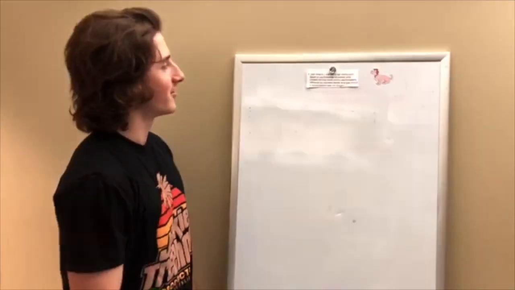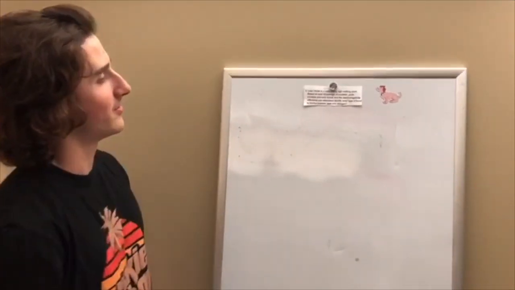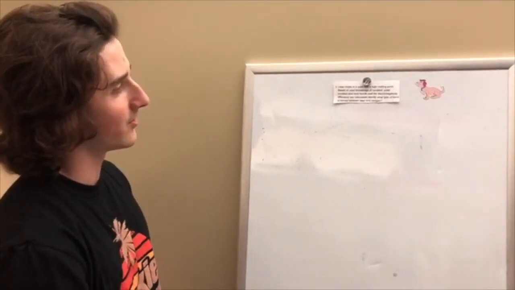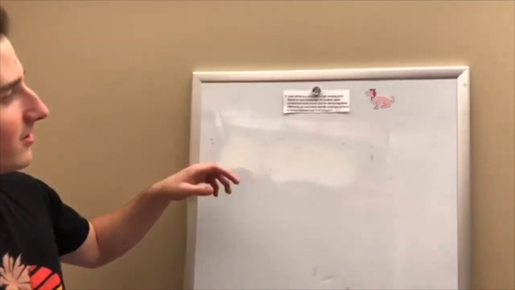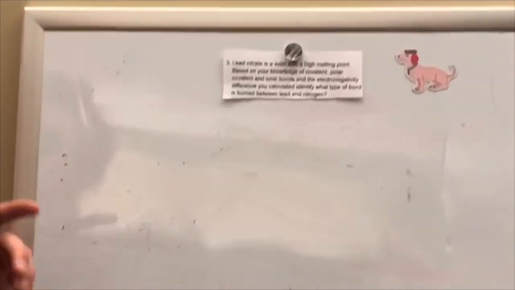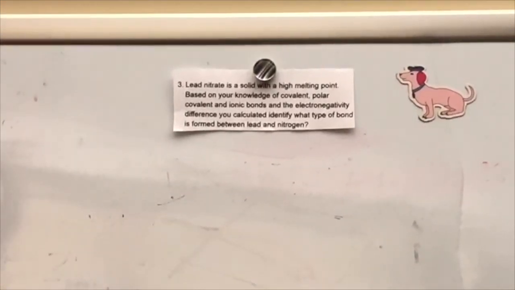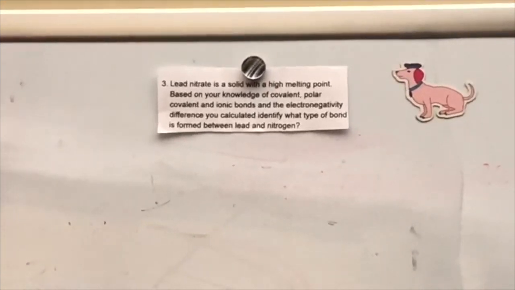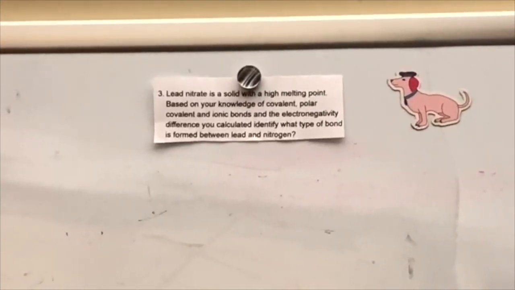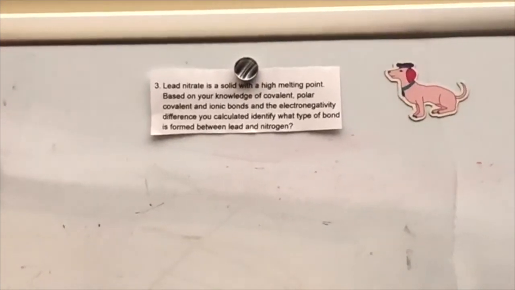So for question 3, it's asking about the compound we just talked about, lead nitrate. So it's a solid with a high melting point. So it's asking, based on our knowledge of covalent, polar covalent, and ionic bonds, and the electronegativity difference that we just calculated, what type of bond do we think is being formed between lead and nitrogen?